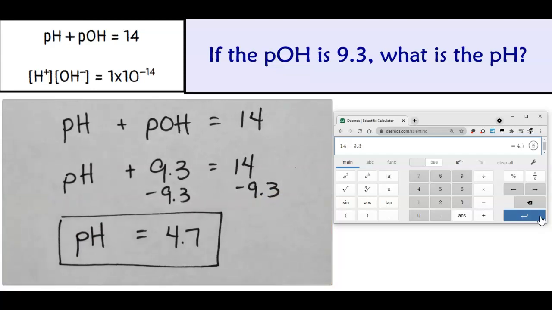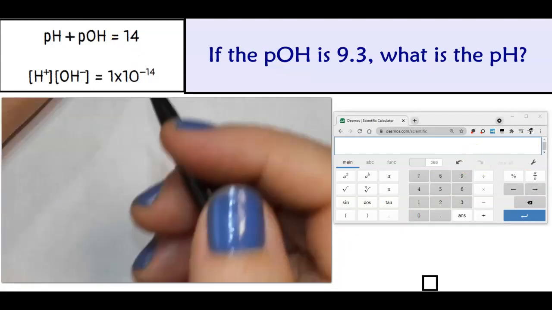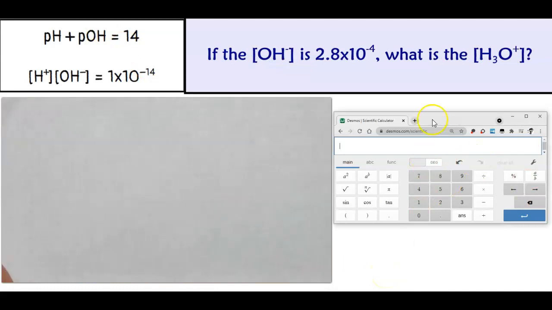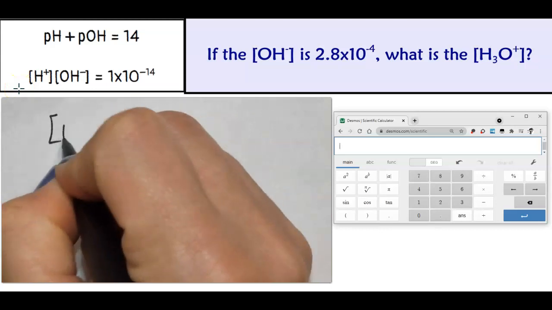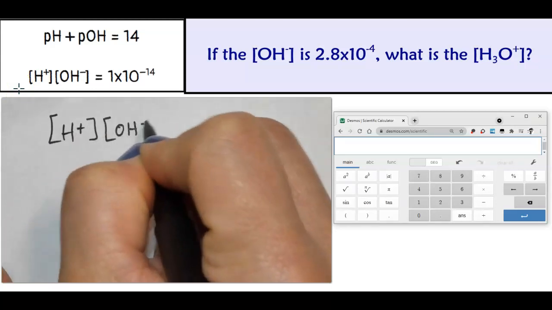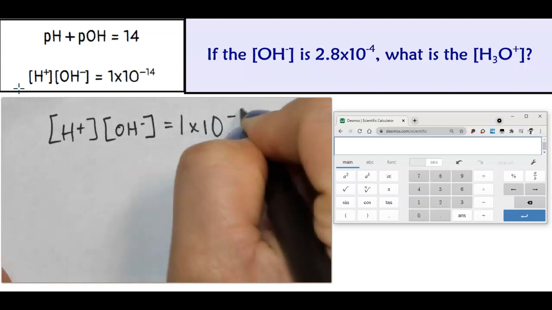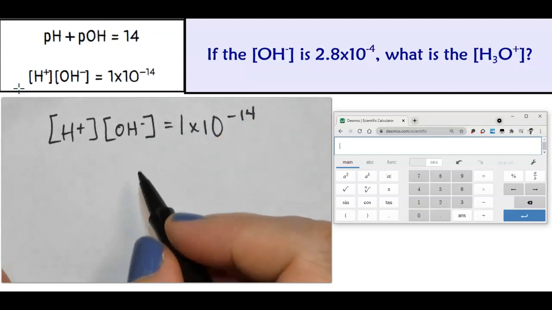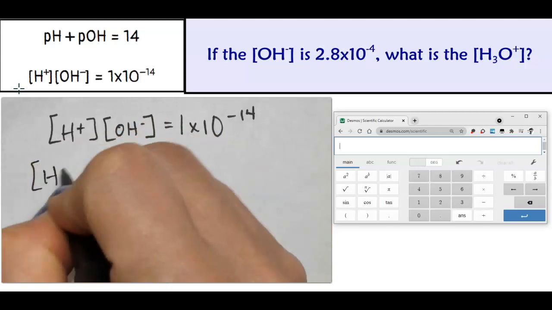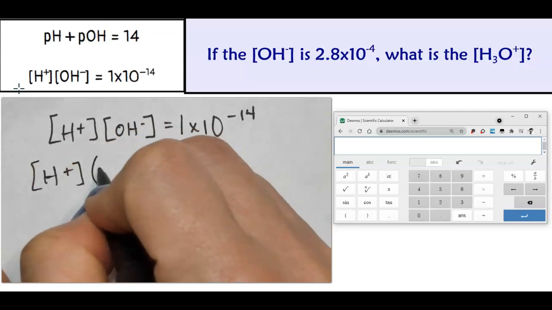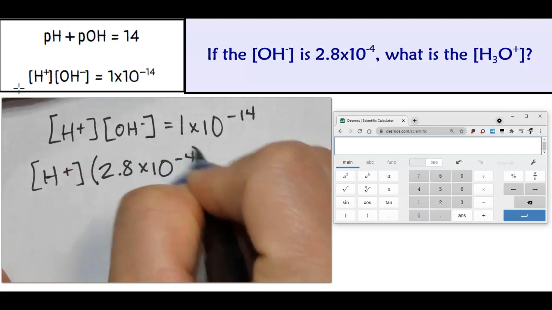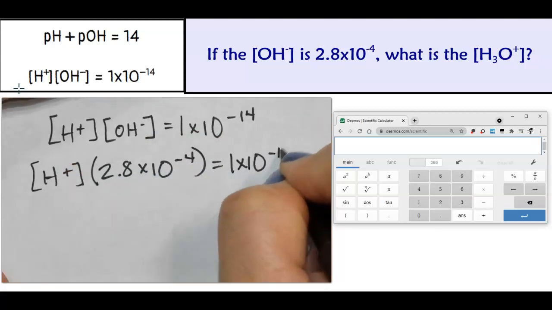All right, now that you know how to use that first equation, let's do the second equation. So the question is, if the hydroxide concentration is 2.8 times 10 to the negative 4, that's this right here, what is the hydronium concentration, that is the same as this right here? So we have our equation, hydrogen times hydroxide equals 1 times 10 to the negative 14. Let's plug in what we know and what we don't know. We don't know hydrogen, but we do know that the hydroxide is 2.8 times 10 to the negative 4, and that equals 1 times 10 to the negative 14.